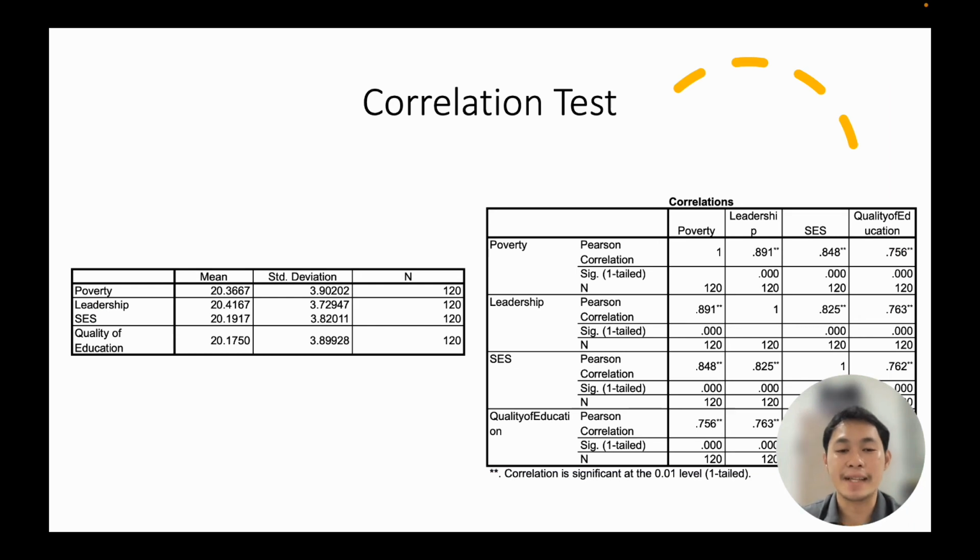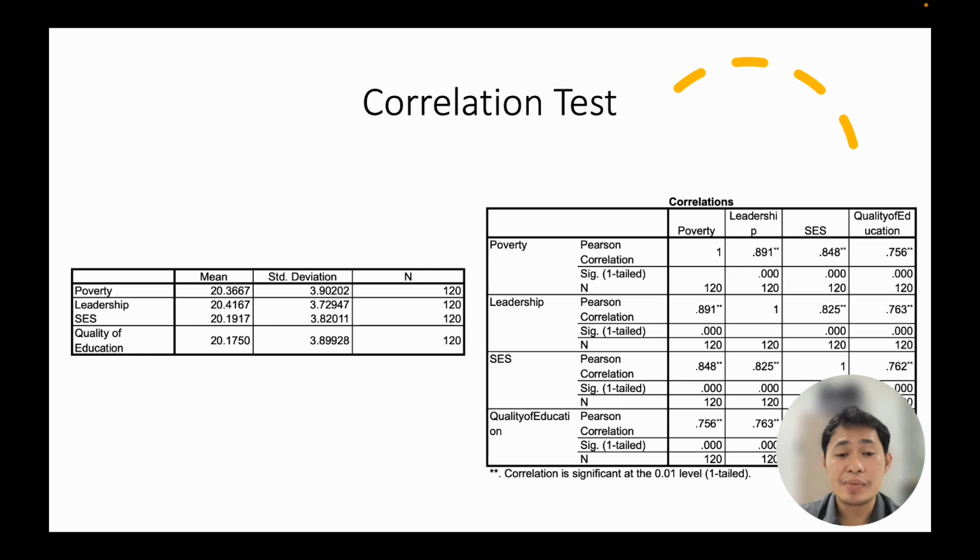Next is the correlation test. The correlation analysis showed that there were important and meaningful connections between the three independent factors, poverty, leadership, and socio-economic status, which have high correlation coefficients with the dependent variable, the quality of education. This indicates the existence of a significant link.